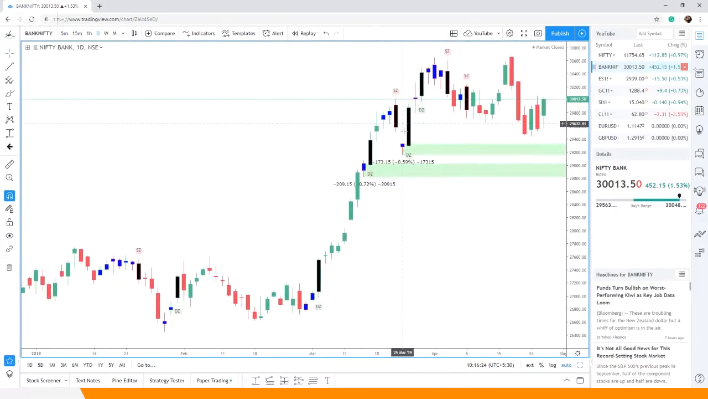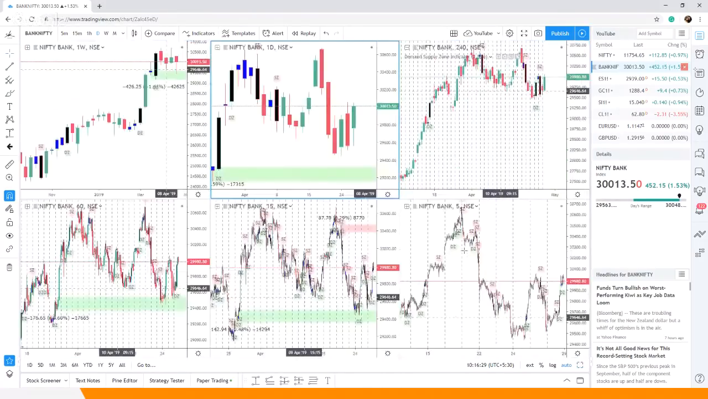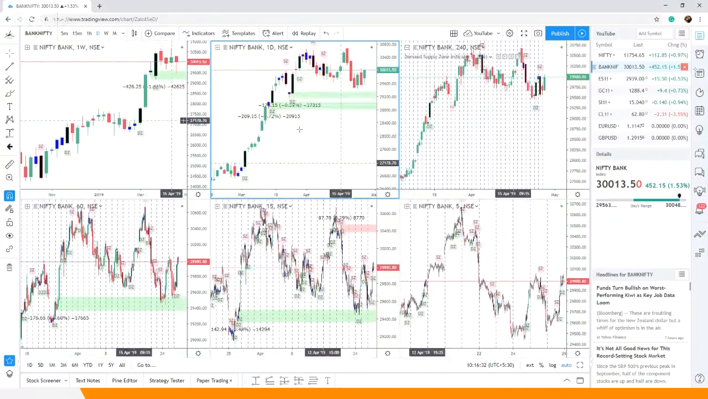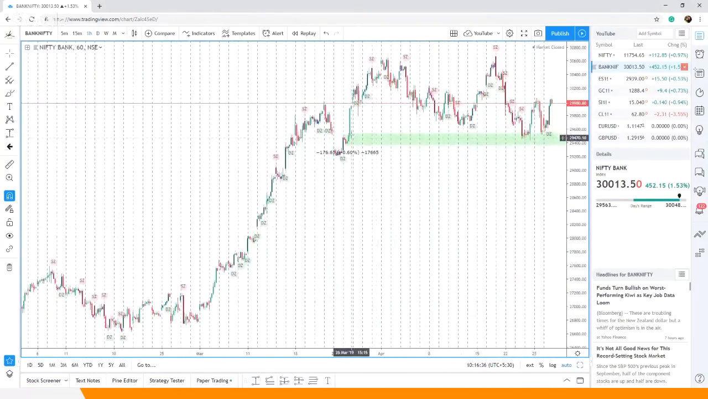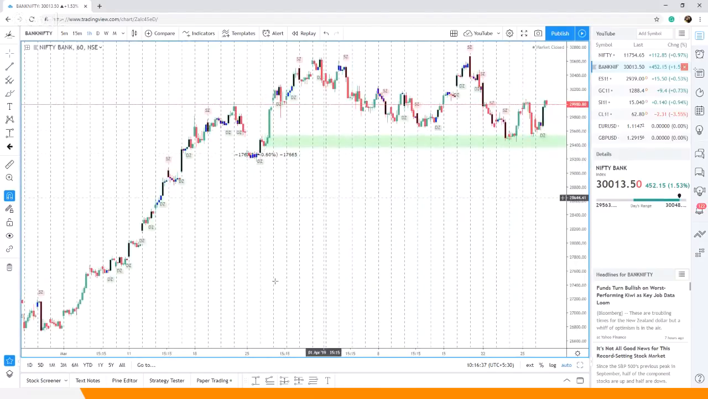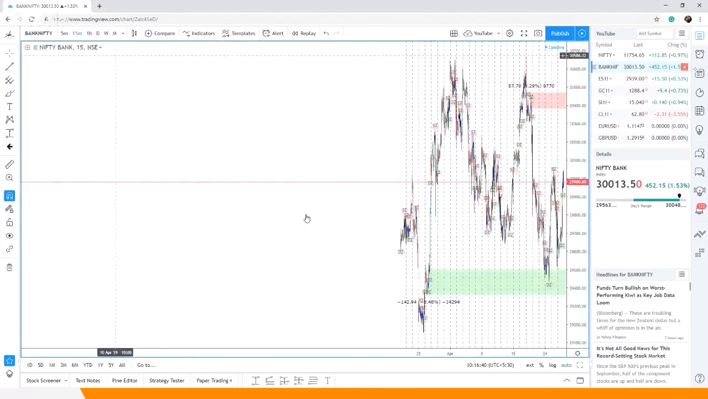Now the next thing is, we have this drop based rally. This is still fresh, so I'll still keep this as my zone on the daily time frame. So nothing has changed on the daily time frame, nothing has changed on the weekly. If you talk about the 60 minutes chart, can you see this is where we had a demand area, and in fact, this was the demand area on the 15 minutes.